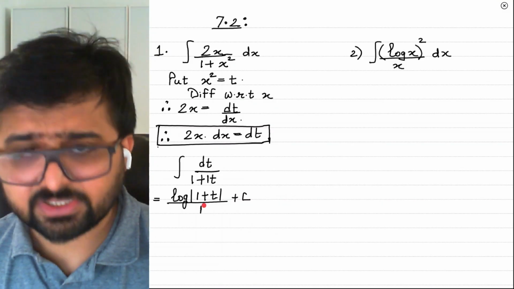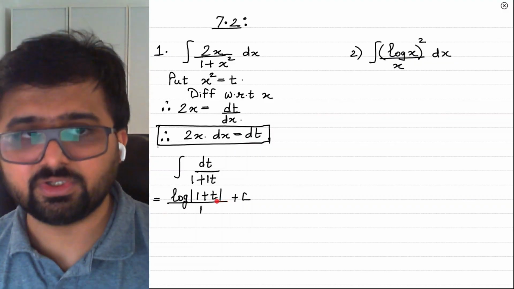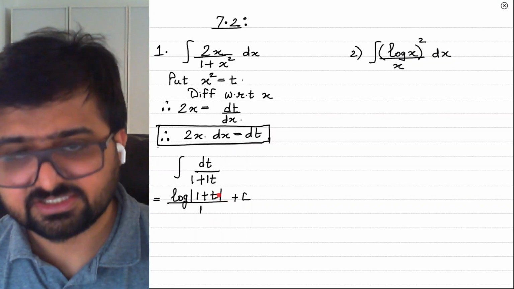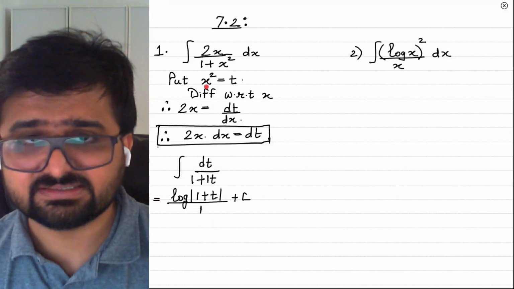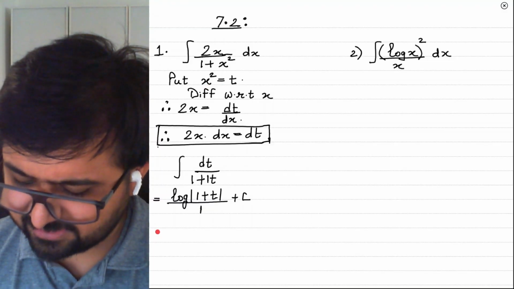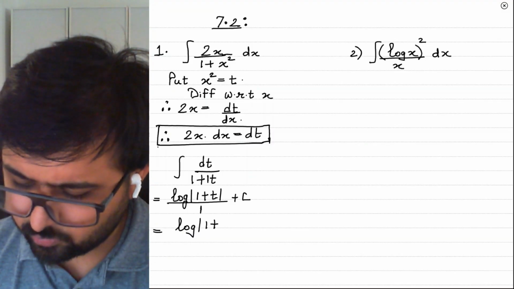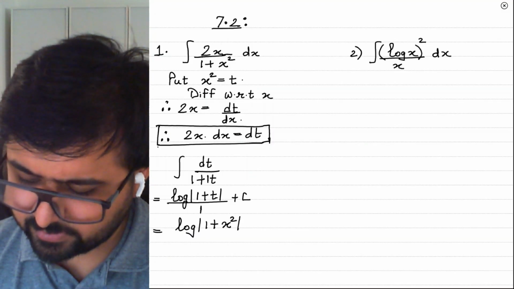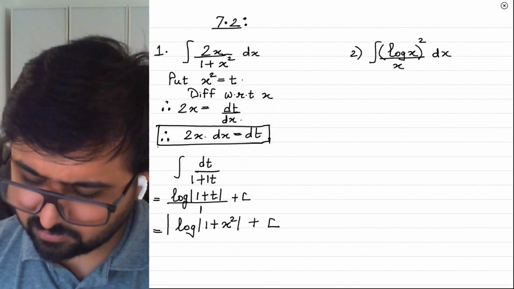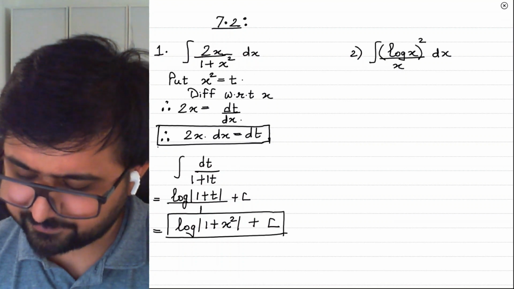Remember that after you are done integrating, you have to convert your answer in terms of x. We know that t is x square, so you just replace that t with x square. So you get log of mod of 1 plus x squared plus c, which is then your final result.